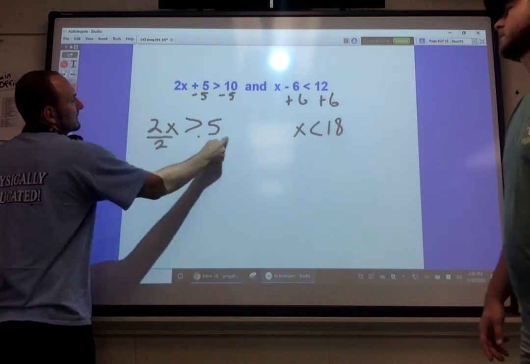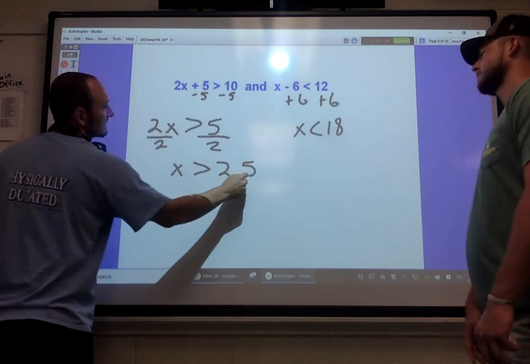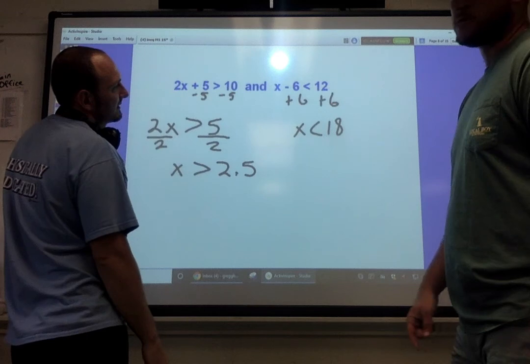I got the big one. This ain't fair. X is greater than 2.5. Okay. He's good with fractions, so he knew that 5 over 2, same thing as 2.5.